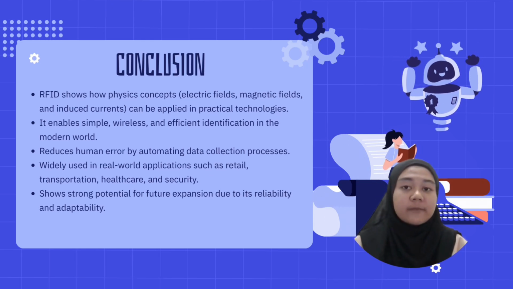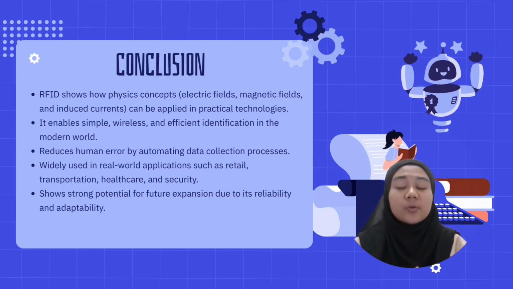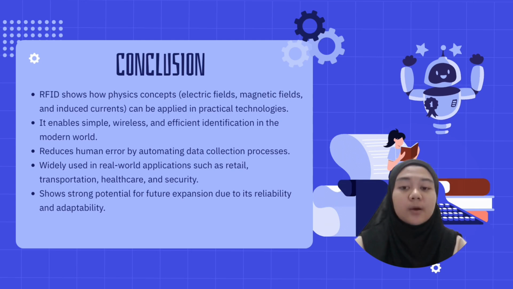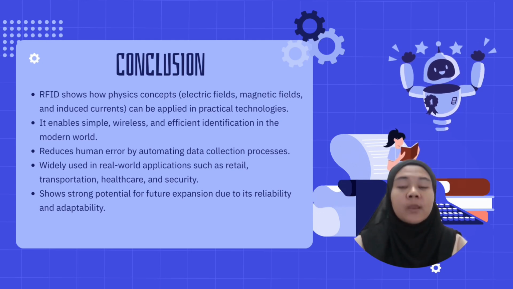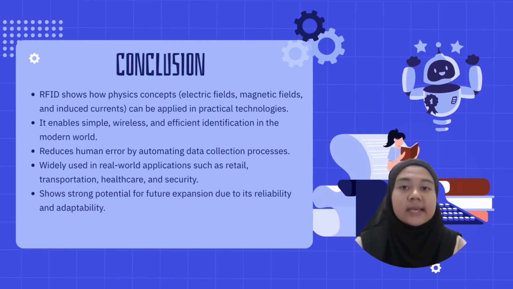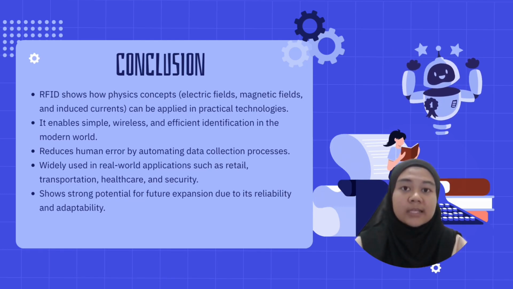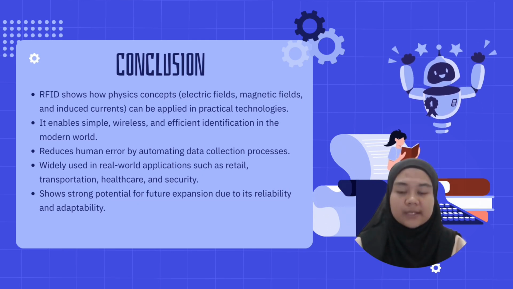Like I said for introductions, RFID technology can reduce human error as much as possible by automating data collecting processes. For example, after RFID tag has been scanned, the data will go automatically to the data collecting apps that we use in our devices.